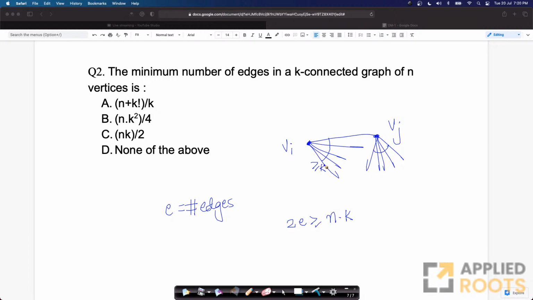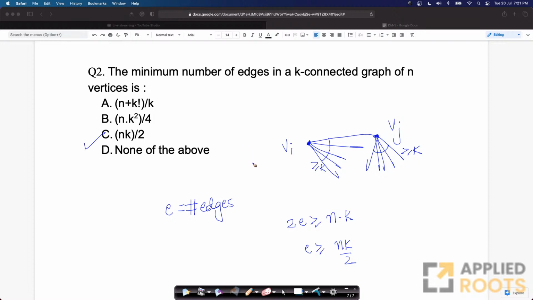I'm sorry, a degree of greater than or equal to k. In other words, every vertex can be connected to k or more other vertices. So the total sum of degrees is greater than or equal to nk, which means the number of edges is greater than or equal to nk by 2. Very simple, right? So the answer here is C. It's a very, very simple question if you think about it.